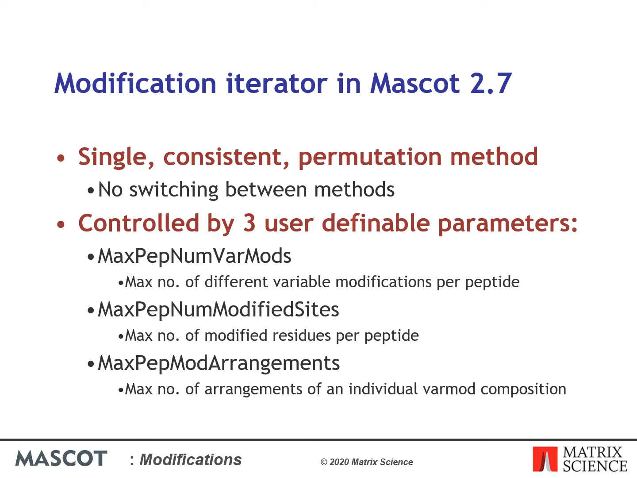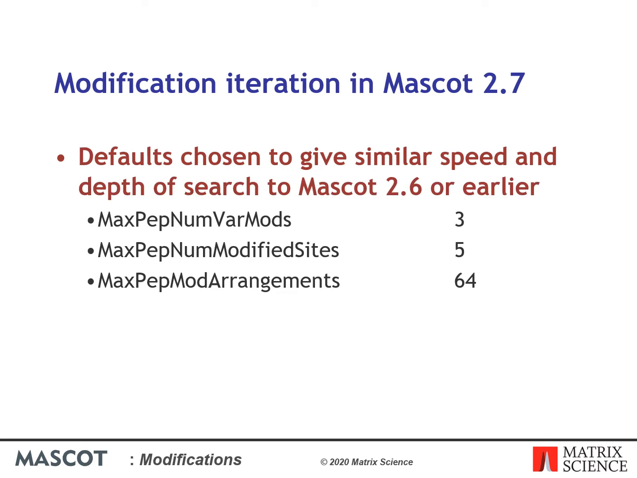Max pep num modified sites. This specifies the maximum number of residues which can be modified on a peptide. And max pep mod arrangements. This specifies the maximum number of arrangements of an individual var-mod composition to test. Mascot 2.7 ships with the following default values for these parameters: max pep num var mods 3, max pep num modified sites 5, and max pep mod arrangements 64.